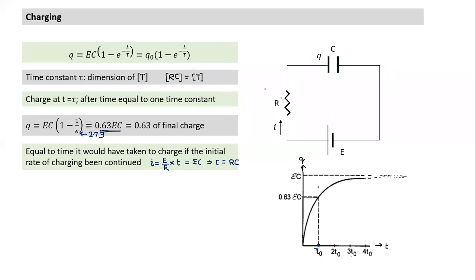If I draw a tangent here, at which point? At the origin. Where would the tangent go and meet this? This is the point. That is T naught. So T naught is the time constant.